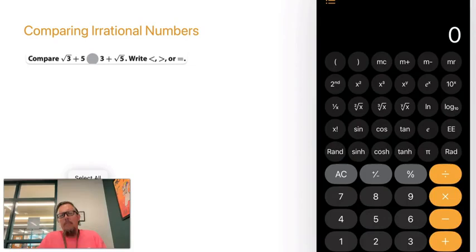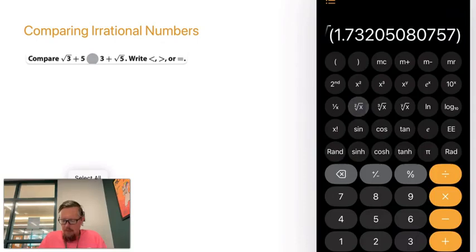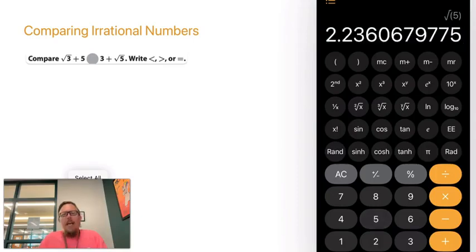And so we've got an example of two irrational numbers here. The square root of 3 is an irrational number and the square root of 5 is an irrational number. If I put the square root of 3 into my calculator, that is an irrational number. And if I put the square root of 5 into the calculator, the square root of 5 is also an irrational number. And so if I take the square root of 3 and add something to it, it's still going to be irrational. An irrational number plus anything is still an irrational number.